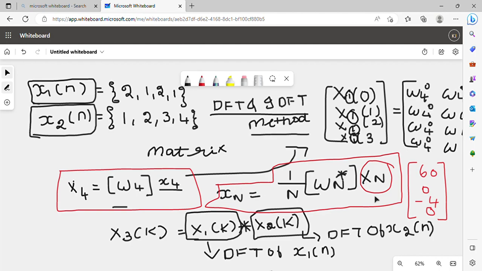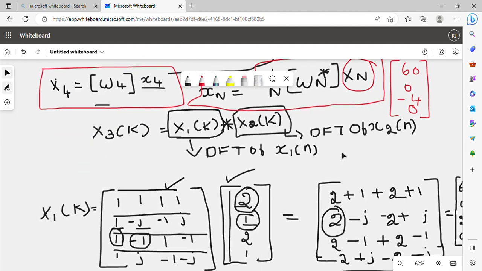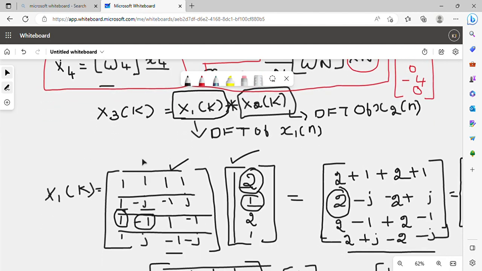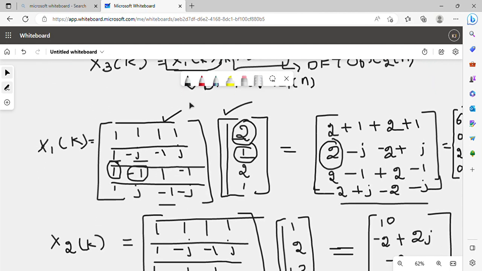You need to know these two things first, and you need to know this: if the DFT of x1 of n is x1 of k and the DFT of x2 of n is x2 of k, then your x3 of k is equal to x1 of k into x2 of k. That one you need to know, right? Then what you are supposed to do is write, let us compute the DFT of x1 of n, that is x1 of k. That is what you have to write very first.